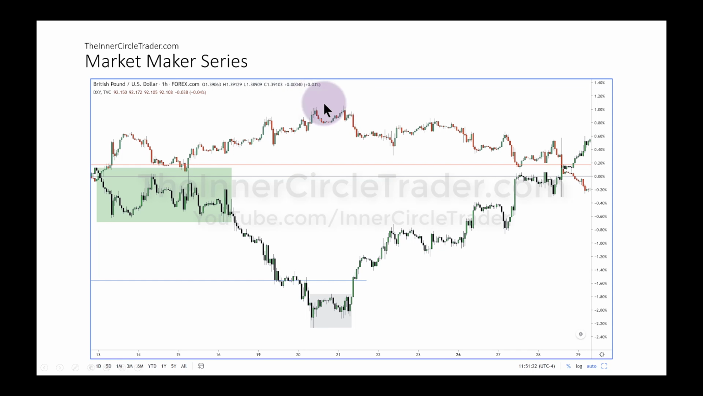So this is SMT divergence. SMT is not a timing tool, it's a confirmation tool. Okay, it confirms something that you were already expecting anyway.